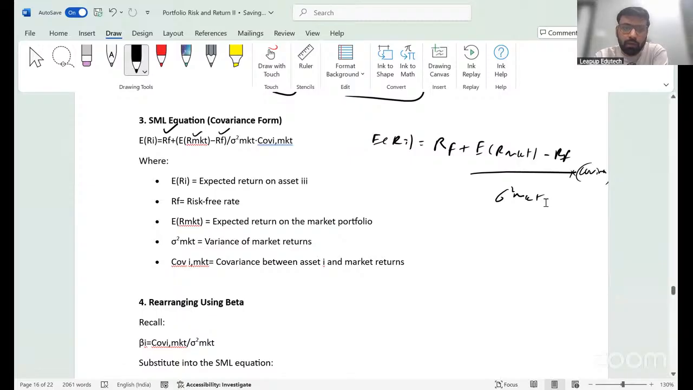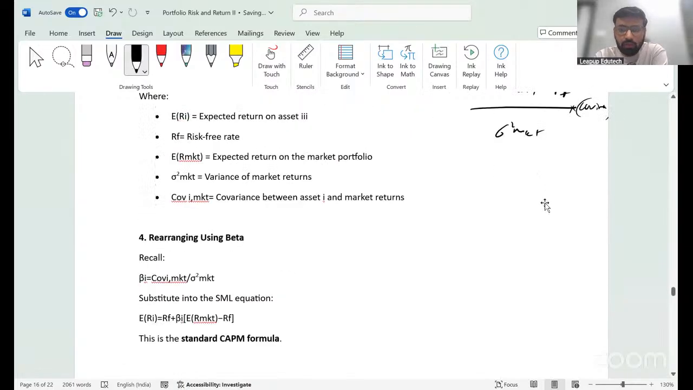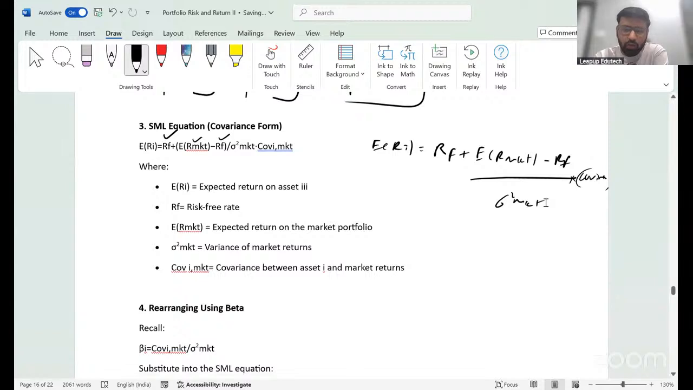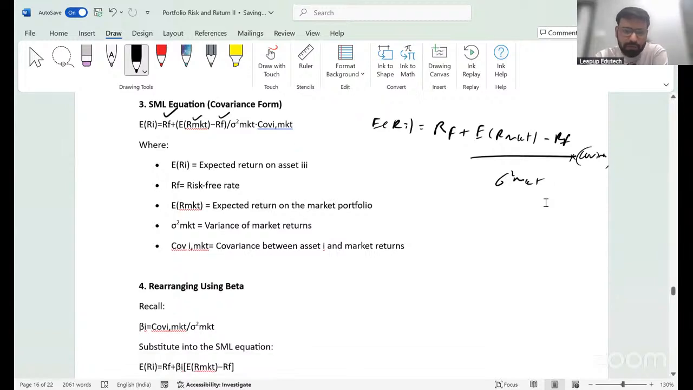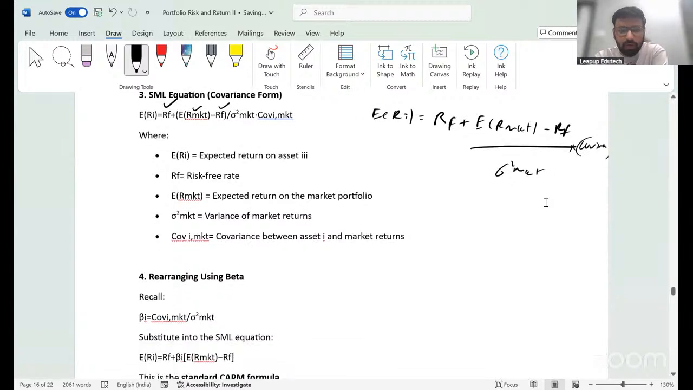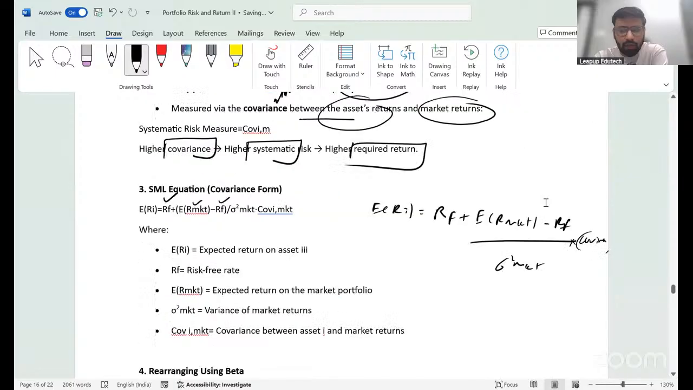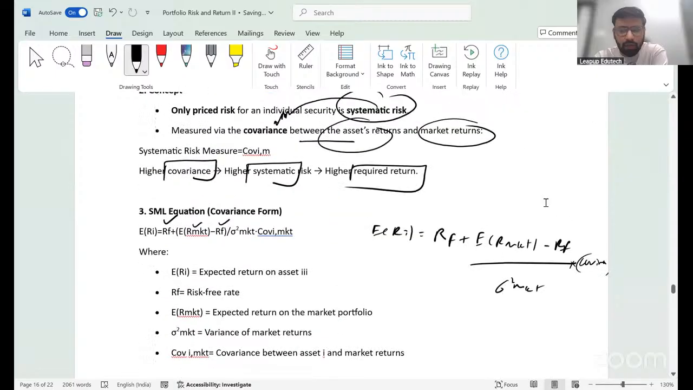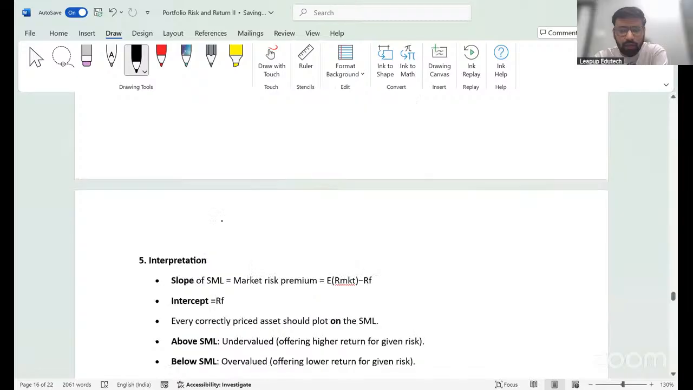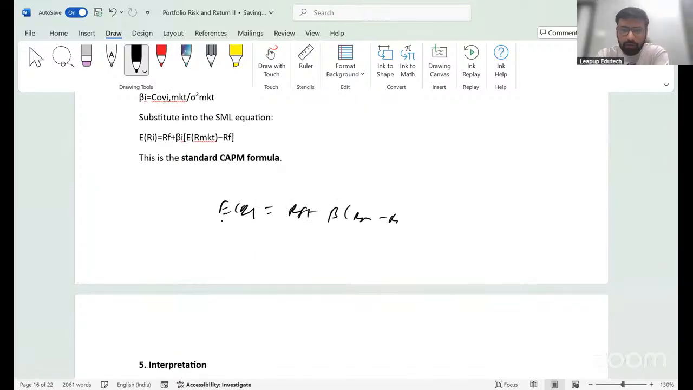And now you can plot the whole thing. You know that the covariance of something with itself is the variance, so when you expand the equation and simplify the whole thing, you will get nothing but the security's return equals the risk-free rate plus beta into RM minus RF. This is what you will get when you simplify this particular equation.